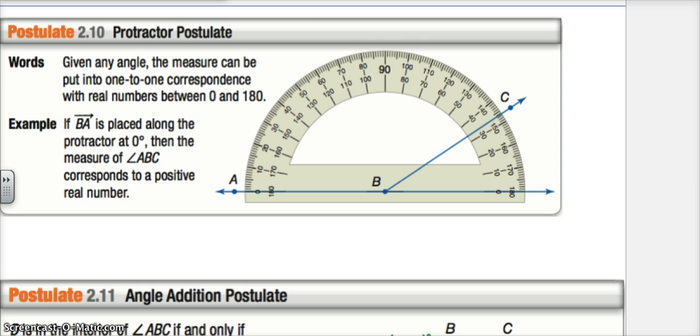So the first one is Postulate 2.10, which is the Protractor Postulate. Basically what it says is we are able to measure angles. It says that we can measure angles. So let's see what it says. Given an angle, the measure can be put into a one-to-one correspondence with real numbers between 0 and 180. And as you see here, we can talk about measuring an angle.